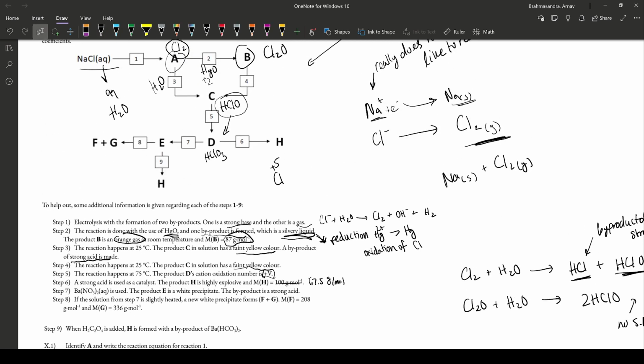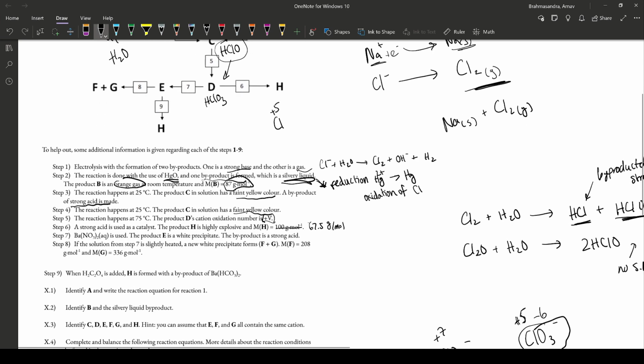Next step, step 6, we have a strong acid being used as a catalyst. The product H is highly explosive and the molar mass is 67.5 grams per mole. There was a typo in this question. It said 100 grams per mole previously, but the actual answer is 67.5 grams per mole. This one, again, was a little bit difficult, so I wouldn't do this right away. I would go to step 7, but if you knew this, you could see that step 6 told you that your product is highly explosive, so this might give you some indication of what the answer is.